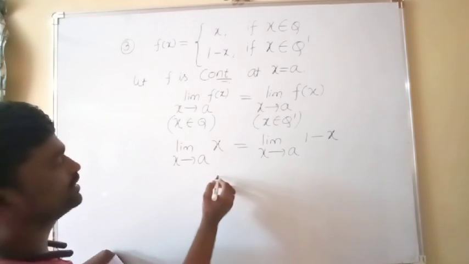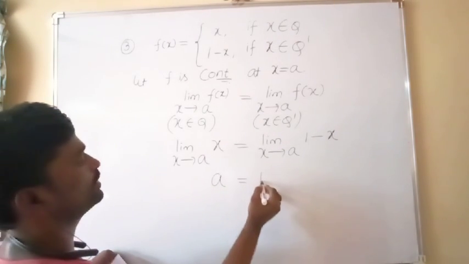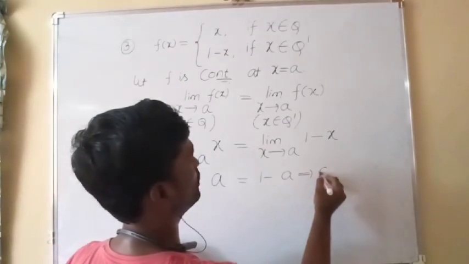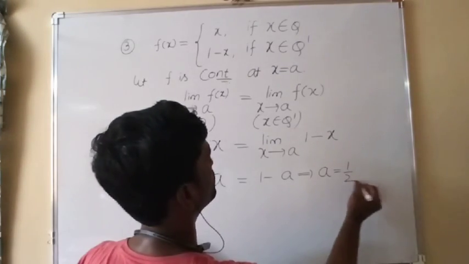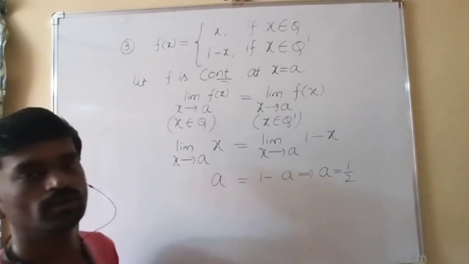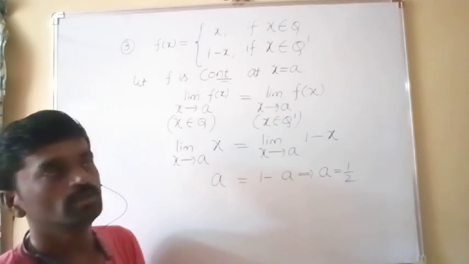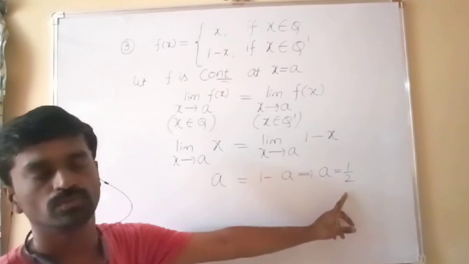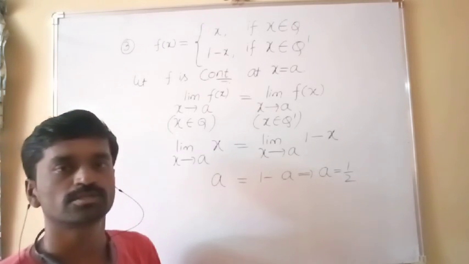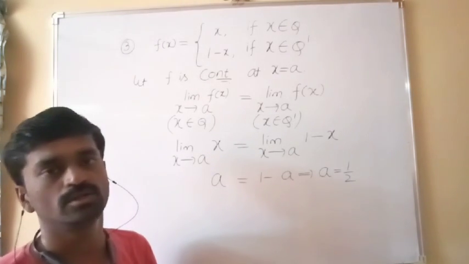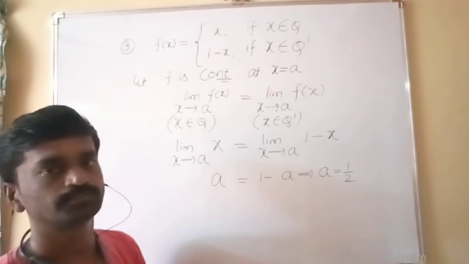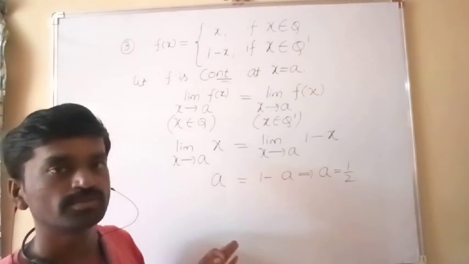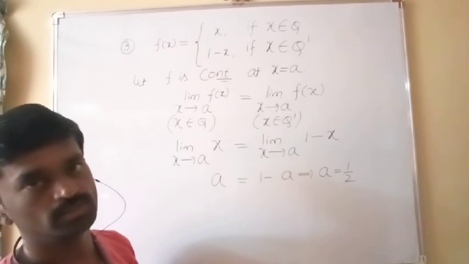Okay. Now apply the limit. What will you get here? A. Here, 1 minus a. Now on solving this equation, what will you get? A value 1 by 2. So that means this function is continuous at 1 by 2 only, and at the rest of the points it is a discontinuous function. So this is the method to find the points where the given function is discontinuous.